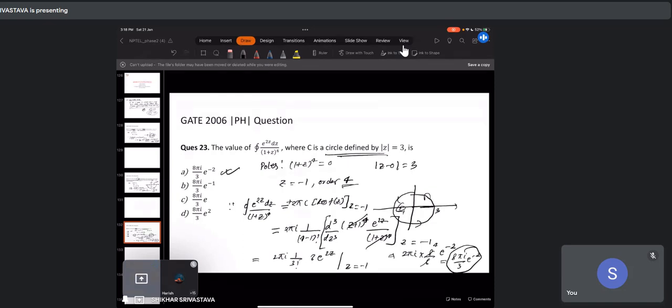So this is a simple application: first find the poles, then just use the Cauchy residue theorem to find the answer. Is this clear?